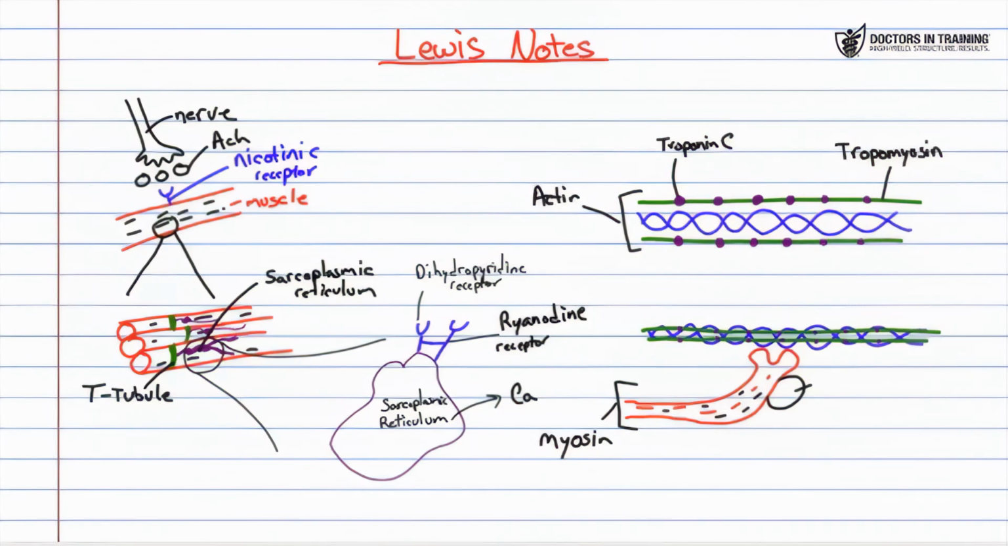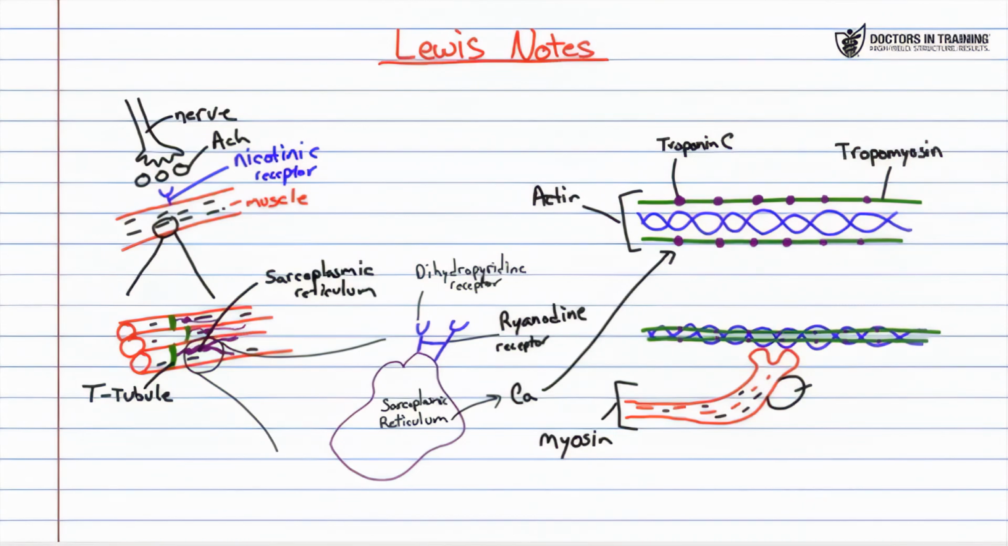Now, that calcium binds troponin C, which is attached to something called tropomyosin. Now, tropomyosin acts to get in the way of myosin and actin. So in the absence of calcium, tropomyosin is just preventing the binding of myosin to actin, and no contraction can take place.